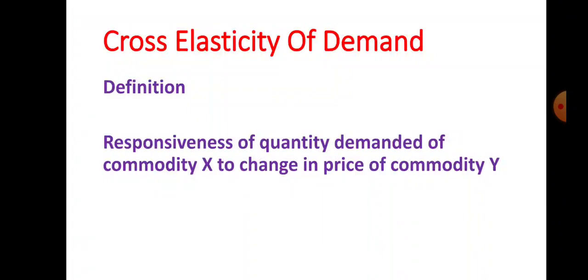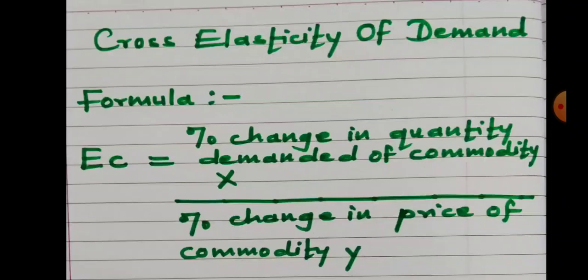Now let us see the next type of elasticity of demand, that is cross elasticity of demand. Let us see the definition of cross elasticity of demand. It is the responsiveness of quantity demanded of commodity X to change in price of commodity Y. Now let us see the formula to calculate cross elasticity of demand, and here the formula is given, that is EC is equal to percentage change in quantity demanded of commodity X divided by percentage change in price of commodity Y. So here EC stands for cross elasticity of demand.